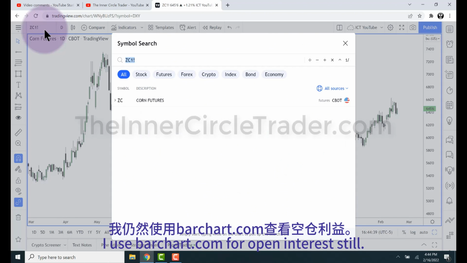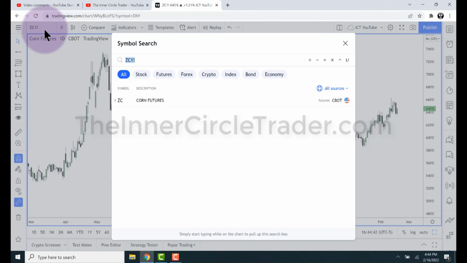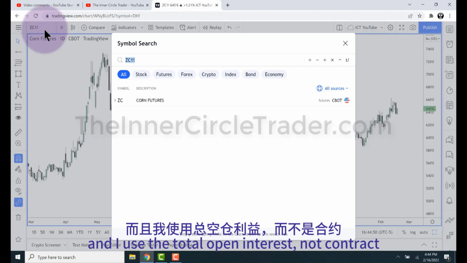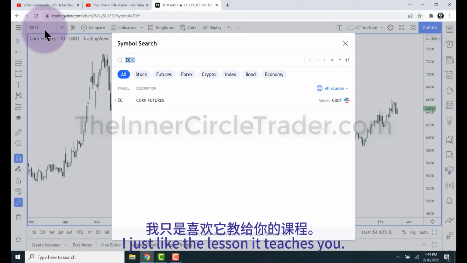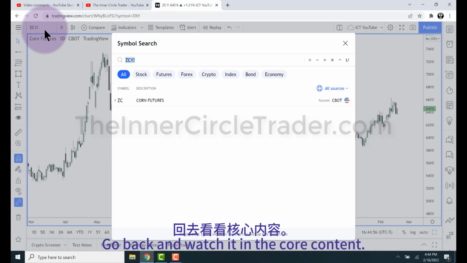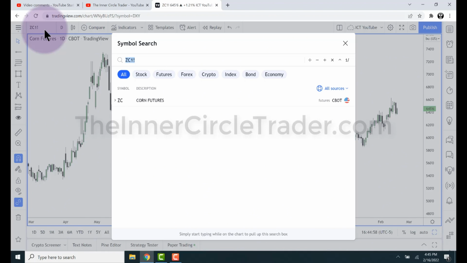I use barchart.com for open interest still. I get a lot of questions: hey, where do I get open interest, because I don't see it on TradingView. I use barchart.com, and I use the total open interest, not contract volume, to get that value, just like the lesson teaches you. Go back and watch it in the core content. And let's look at wheat.